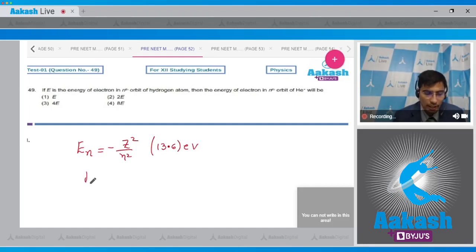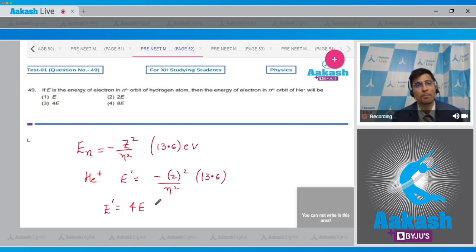Now, for He plus atom, this will be equal to minus of 2 square by n square into 13.6. Clearly, this is 2 square times the corresponding energy in hydrogen atom, and therefore E dash will be equal to 4E, that is 2 square E. And hence, for this question, the correct answer turns out to be option number 3. Now, let us move to the question number 50.